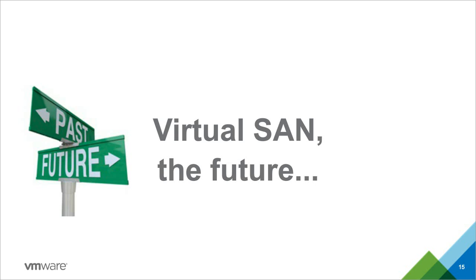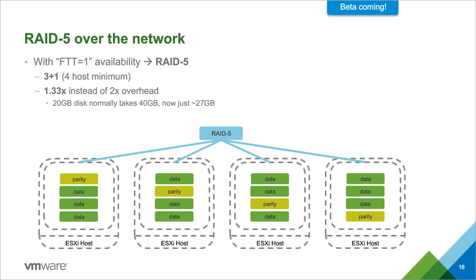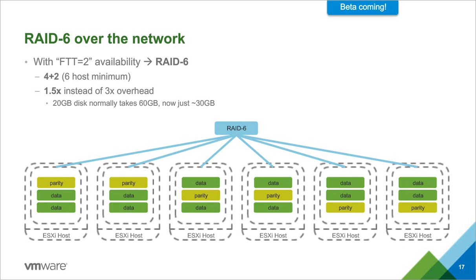So one thing I wanted to talk about is we have erasure coding, and it's basically like a RAID 5 over the network we're working on. This is currently in beta, and what this allows you to do is, rather than have just normal mirroring, be able to get a much better capacity overhead, so a 1.3x instead of a 2x overhead. A 20 gigabyte disk would only take 27 gigabytes instead of 40. We also have, for failure detection of 2, we're going to be able to support a RAID 6 over the network. Again, similar concept as before.